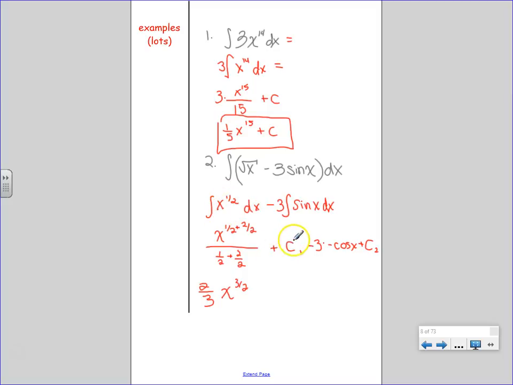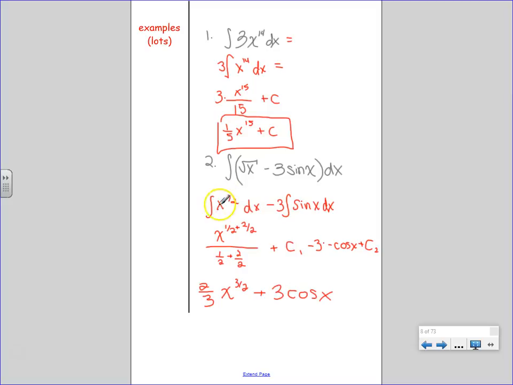Now, I'm going to leave off this C1 for a second because he's a constant and we can rearrange addition. I'm going to move him to the end. What's a negative times a negative? So we have plus 3 cosine x. And here's where it gets snazzy.